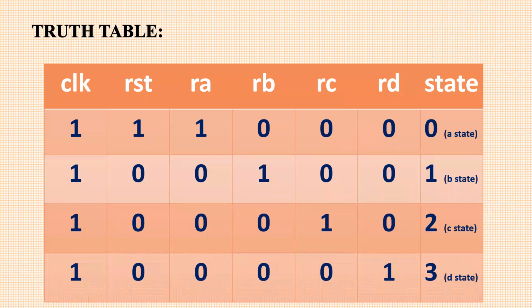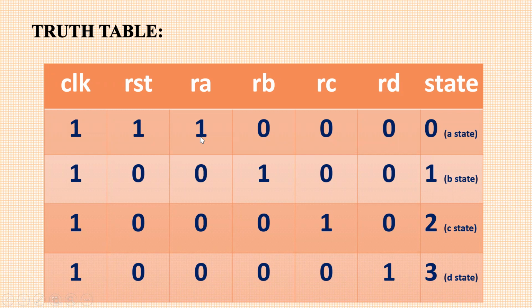We'll give clock as 1. If we give reset as 1, the floor will always be in the initial state. That means the A floor, that is the A state here. If we give RA is equal to 1, then it will be in the 0th floor, that is the A state, that is the A floor.